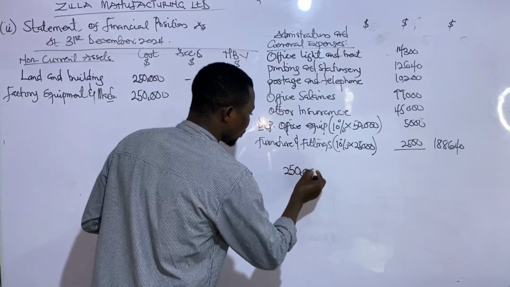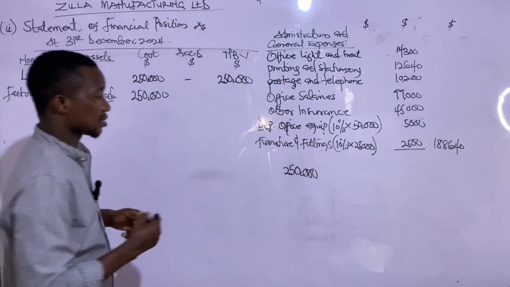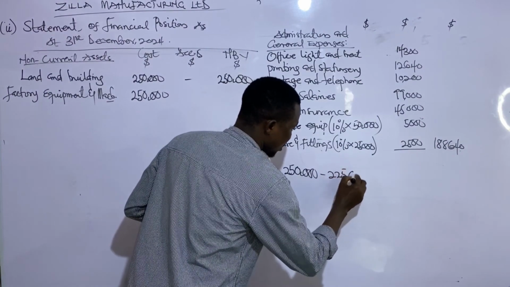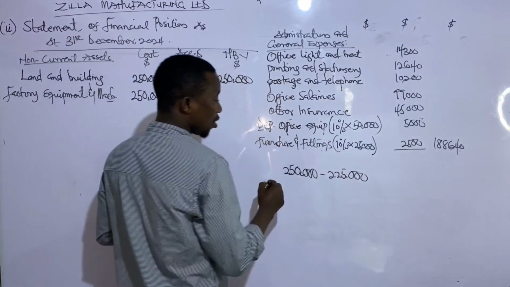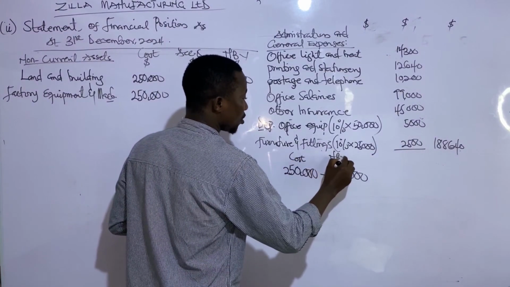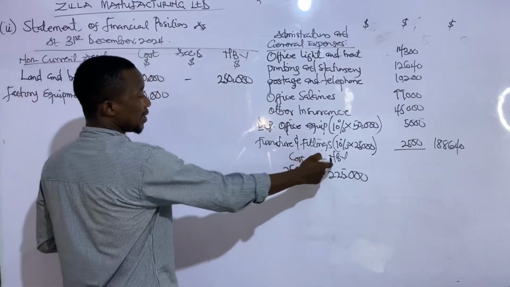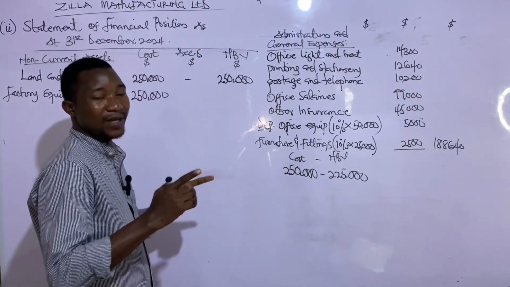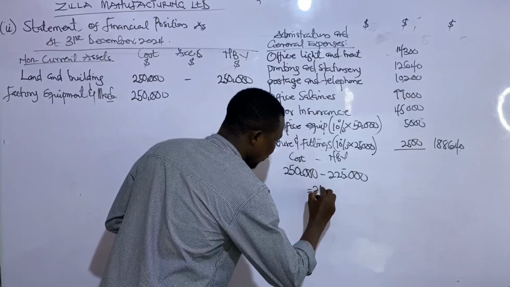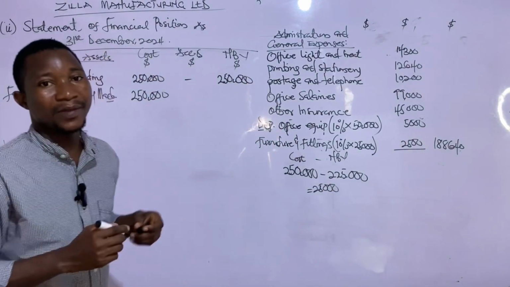250,000 this way. But there is also another value in the trial balance, 225,000, right? This is what we call the cost, and this is the net book value or the carrying amount. So the difference between cost and net book value is what we call accumulated depreciation. When we subtract this from this, we will have 25,000. This 25,000 is the accumulated depreciation.